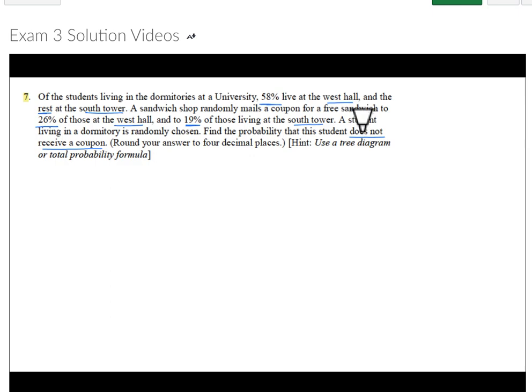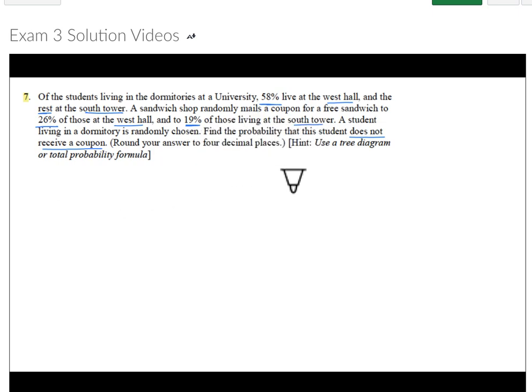So what we're given is the place that they live. They either live in West Hall or they don't live in West Hall. That's unconditional. The sandwich shop, these are conditional probabilities. Those in West Hall, 26% are going to receive. And from those in South Tower, 19%. So this is a conditional type probability.